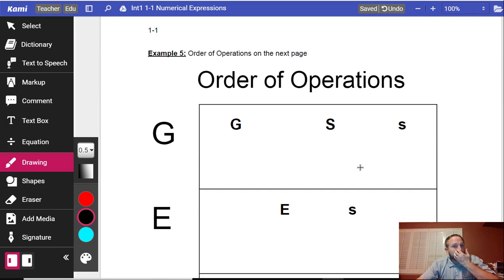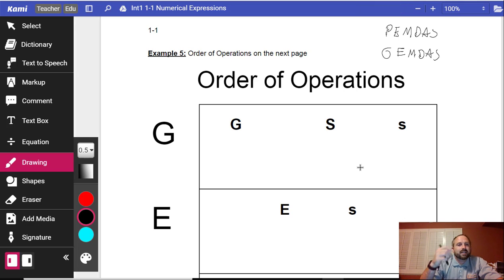Now, if you remember some information from elementary school, we had the order of operations, and they gave us PEMDAS. Or they gave us GEMDAS. So here's a modified version. It's just GEMS. The first thing that we have is grouping symbols.